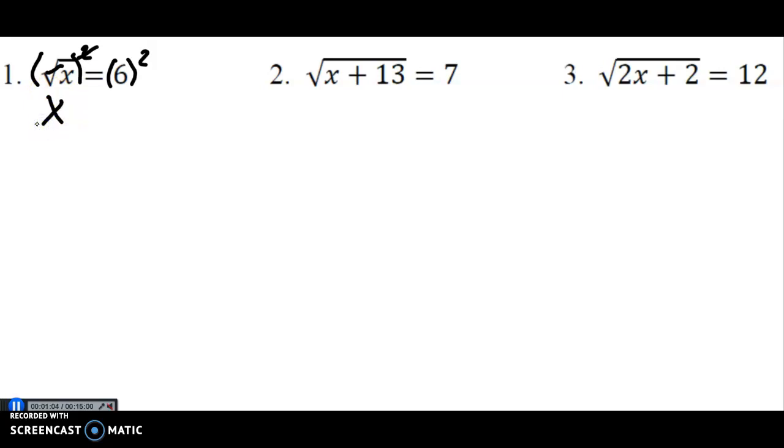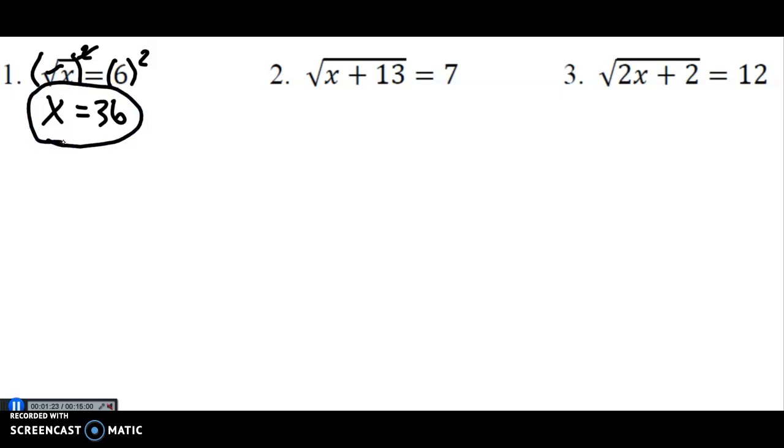And in this problem, all I have to do on the right-hand side is to square 6. 6 squared is 36, and that's the answer. If we go back to check our work, the square root of 36 is 6, so we know that we got it right.